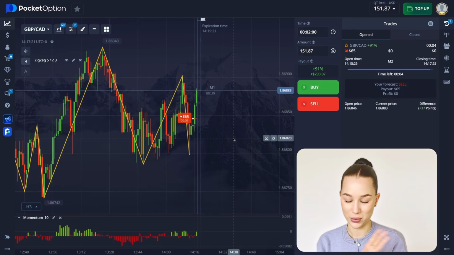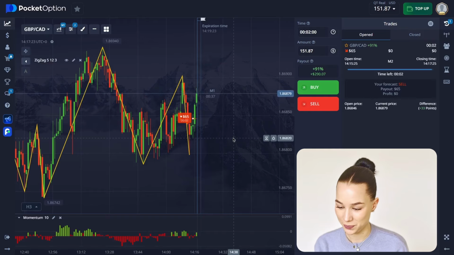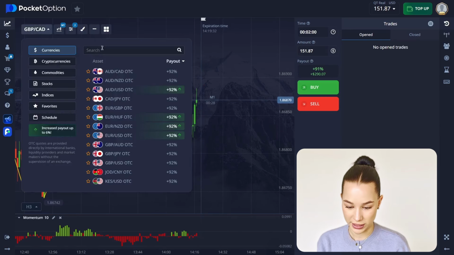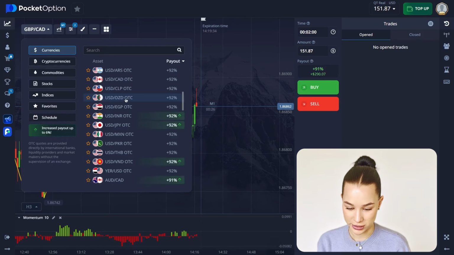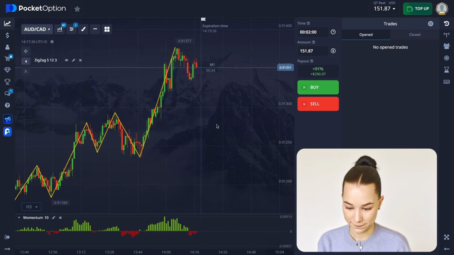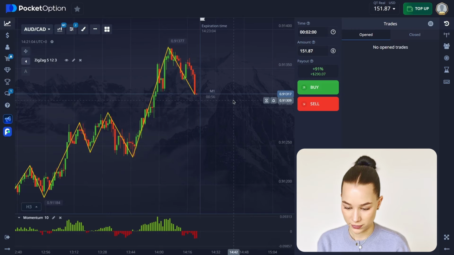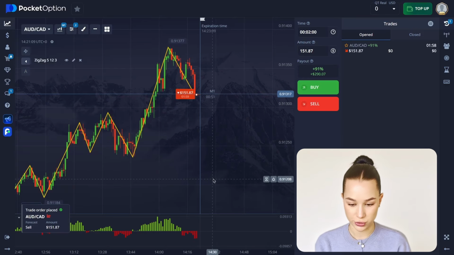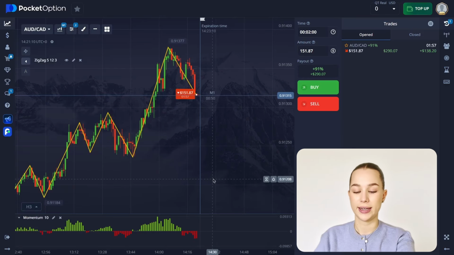On this currency pair, we're definitely not the luckiest. So we didn't close this trade. It's fine. So we're going to check it out and find a new currency pair. Okay. So here, it's a pretty good one. We're going to open a sell trade for 2 minutes on the Australian and Canadian dollar.